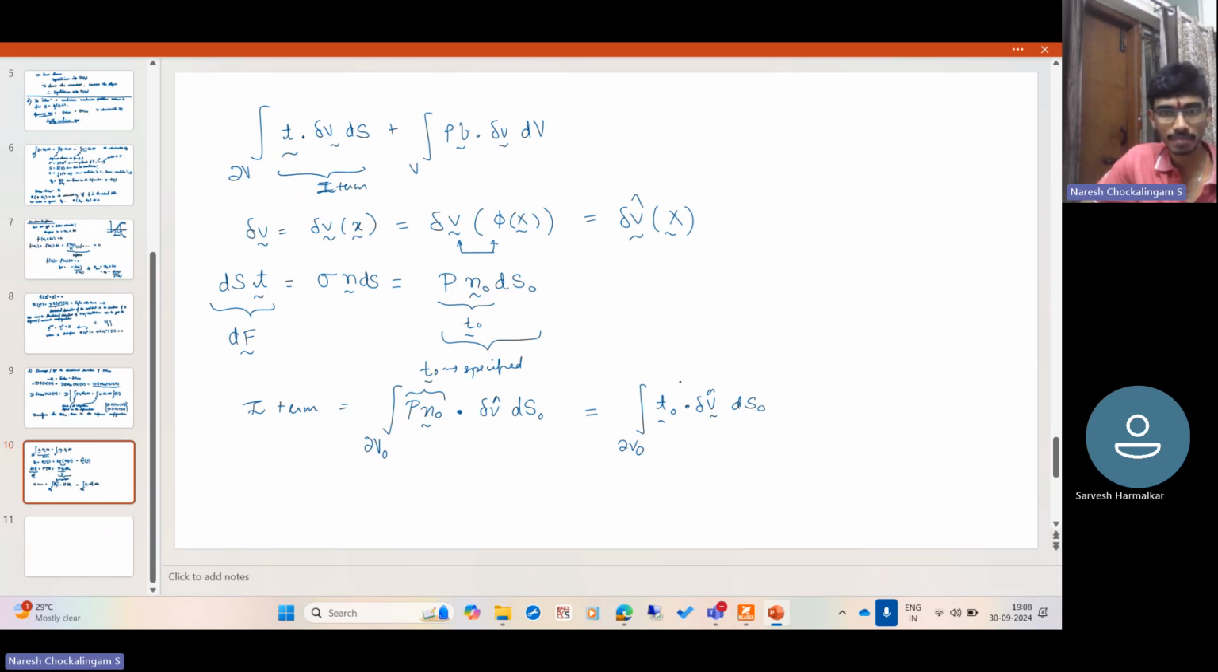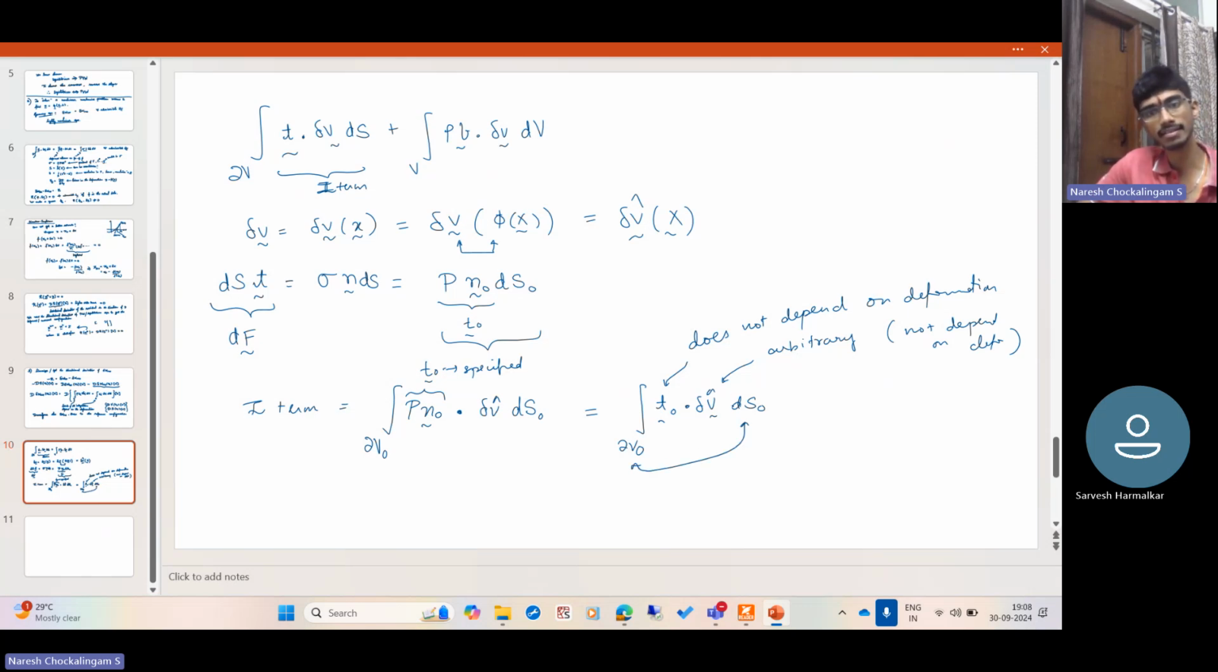Now this is specified, does not depend on deformation. This is the input to the problem. This is arbitrary, also does not depend on deformation. And the elemental volume and the initial surface element are also independent of deformation.